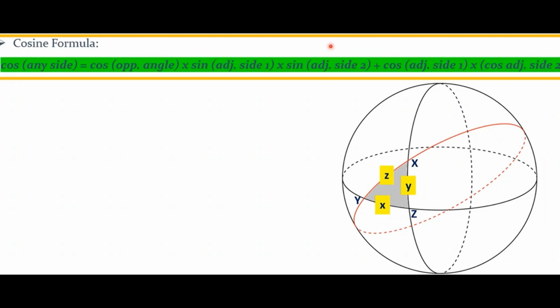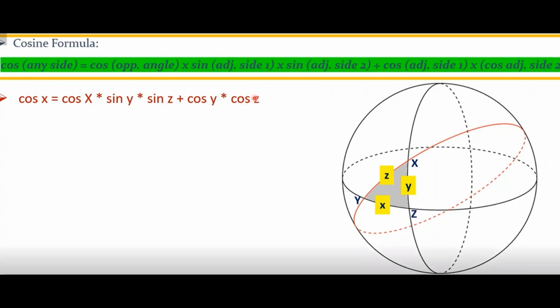Now let's write down the formula for all the three sides. Let's say we write it for cosine x, the side yz or small x. Then the opposite angle would be x, the adjacent sides would be y and z, and the above formula can be written like cos x is equal to cosine of angle x into sine of side y into sine of side z plus cosine of side y into cosine of side z. Okay, so did you understand this formula, beta?